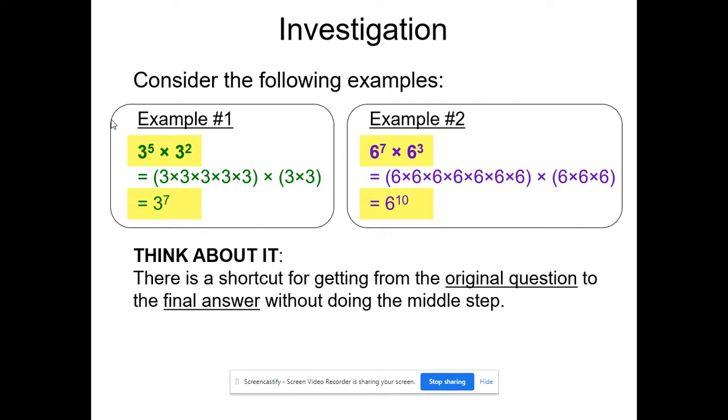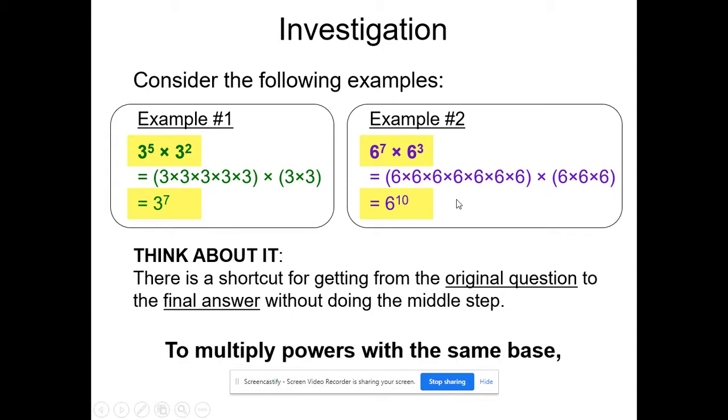So hopefully you had an idea. I noticed that 5 plus 2 in the first example is 7, and 7 plus 3 is 10 in our second example. So if you are multiplying powers with the same base, all you have to do is copy the base and then add your exponents together. Now, this does only work if they have the same base. If they don't have the same base, this does not work.